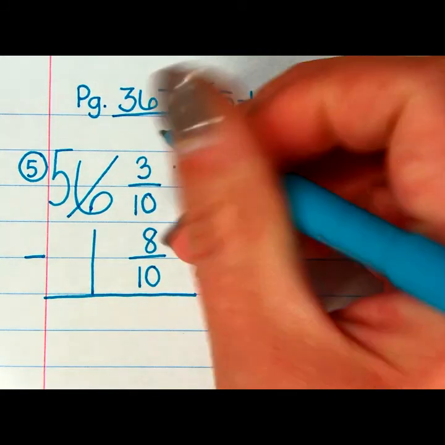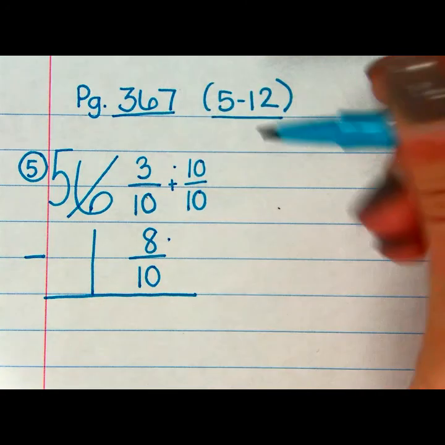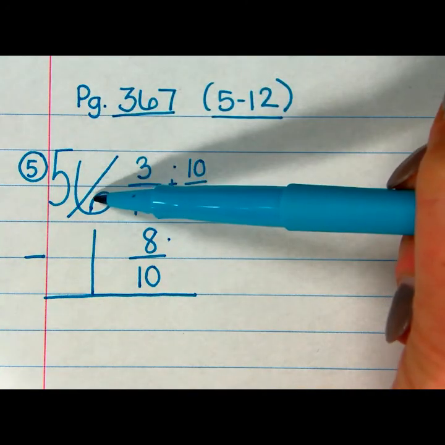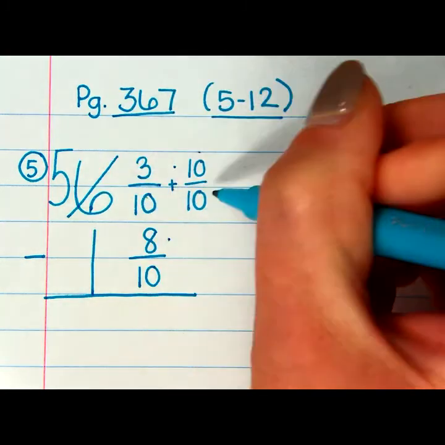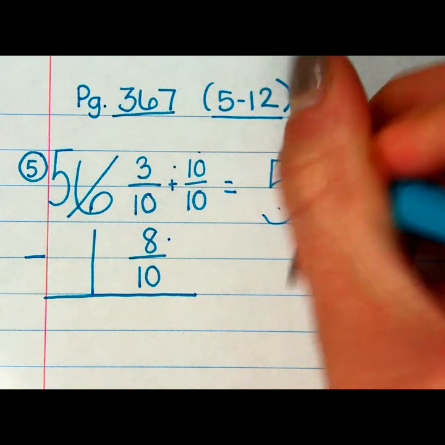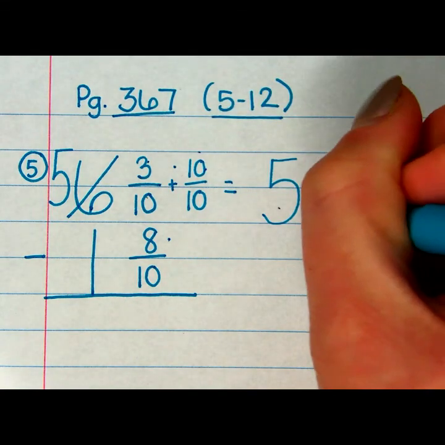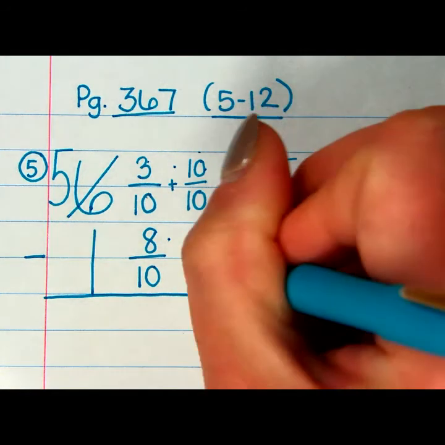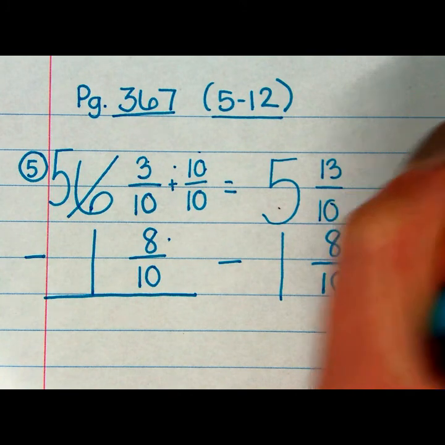Well, I'm working with tenths, so that would be the same as adding on 10 tenths. Again, the whole number 6 is equivalent or equal to 5 and 10 tenths. When I add those two together, I now have a new mixed number of 5 and 3 plus 10 is 13 tenths. So 5 and 13 tenths. And I'm going to take away the 1 and 8 tenths. So just kind of move that one right over.